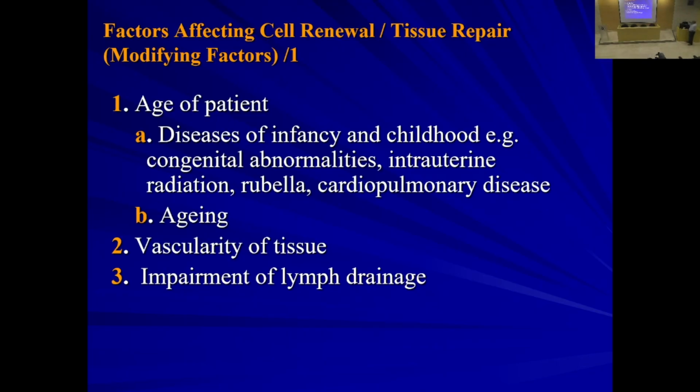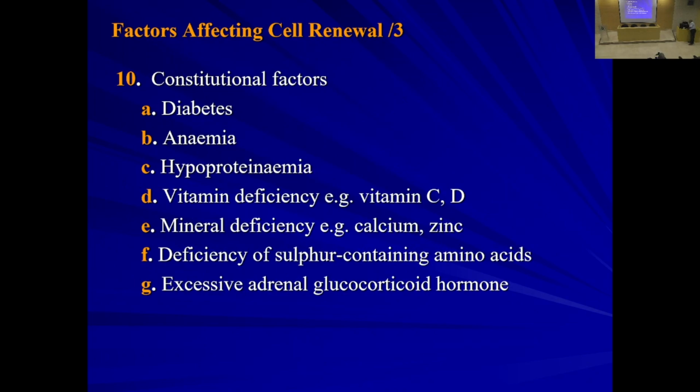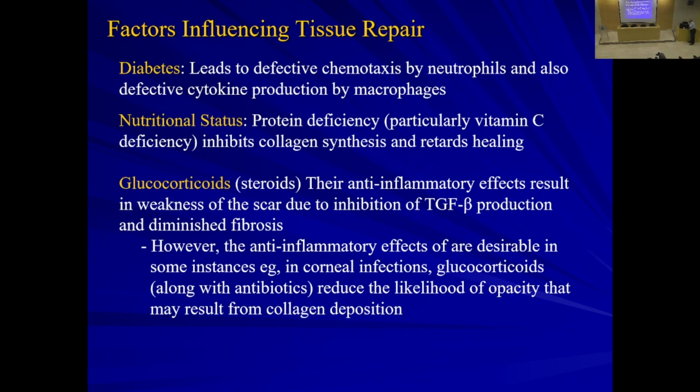All right, and I showed you these factors, the factors that influence cell renewal and cell repair. I showed you this when we discussed the fracture. So I will not go into the details. This is the rest of it, and these are the constitutional features, factors that you need to consider in repair, from diabetes, anemia, etc. All of these will interfere with healing of fracture or any cell renewal, irrespective of the etiology.